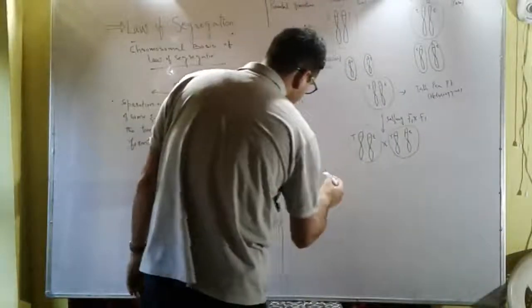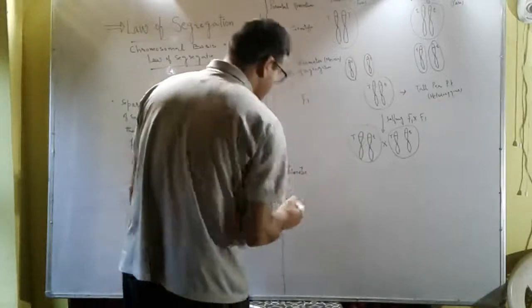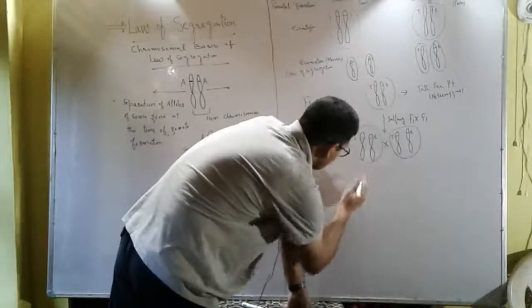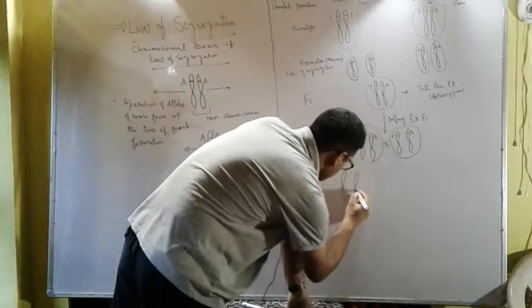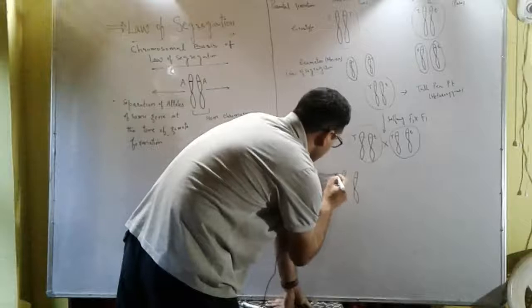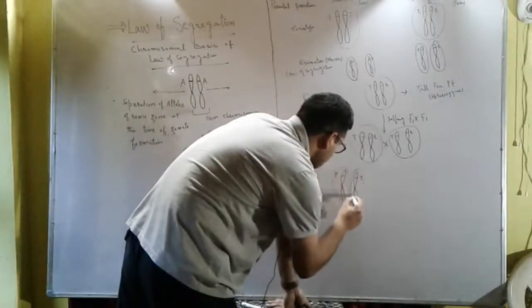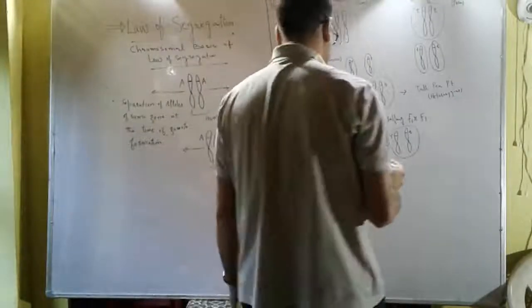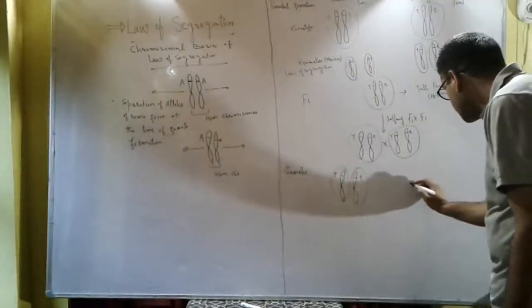Then gamete formation, meiosis. This individual will form gametes, it would be like this. The two alleles of the same gene will separate at the time of gamete formation. This is what is called the law of segregation. The two alleles of the same gene have separated at the time of gamete formation. The same is the case here, with these gametes.